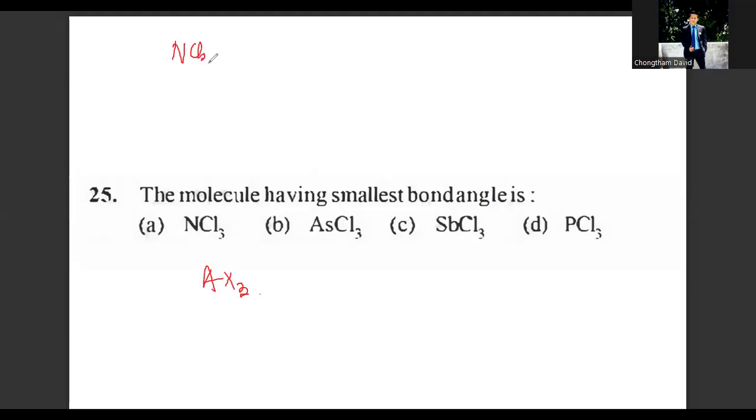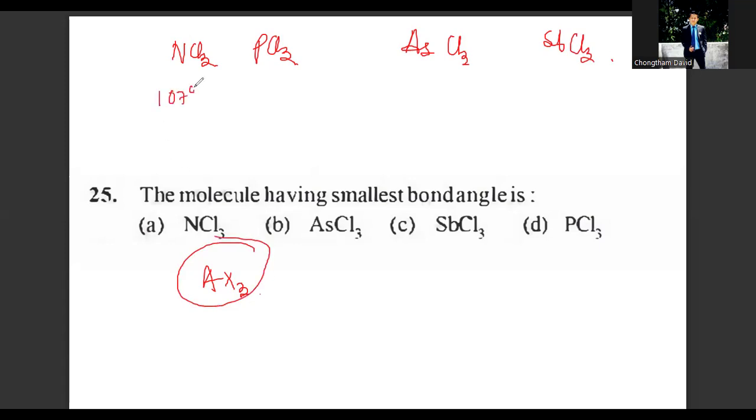So for your side knowledge, you can remember the bond angles which I'm going to give you here: arsenic and antimony trichloride. They all obey the general formula AX3, and the central atom has a bond angle of 107, 109.5 degrees, and 98, 97.2 for this. So antimony trichloride has the least bond angle. So option C would be the answer to question number 25. I hope it is clear.